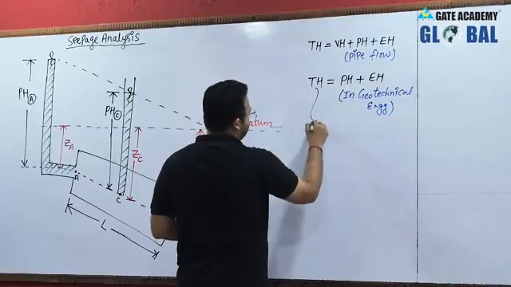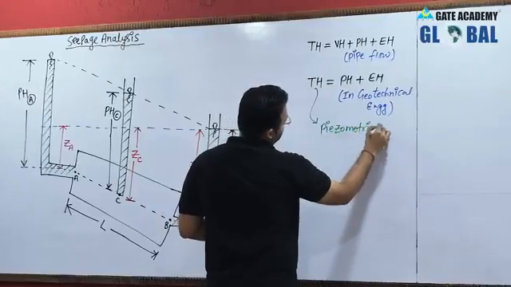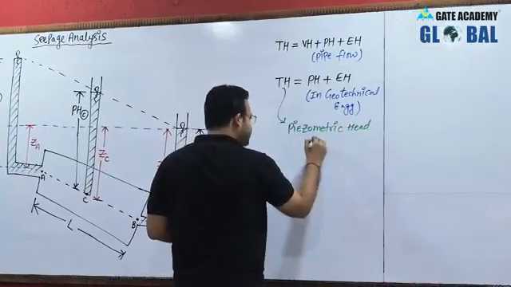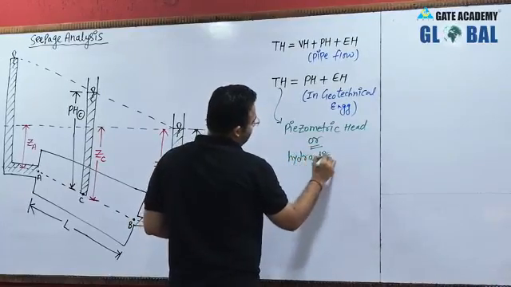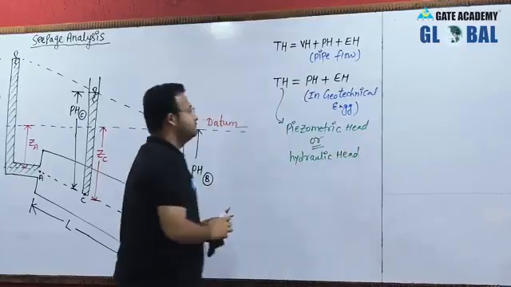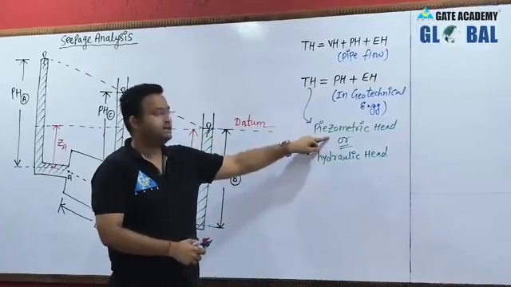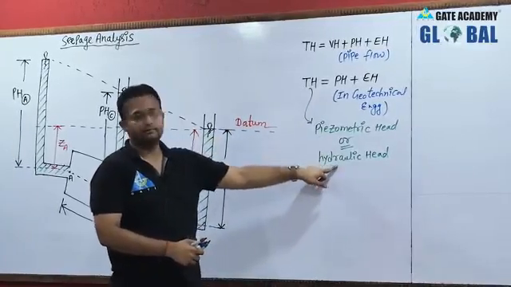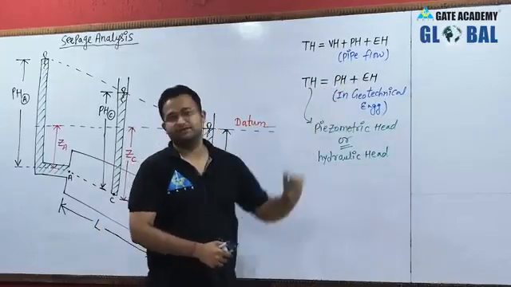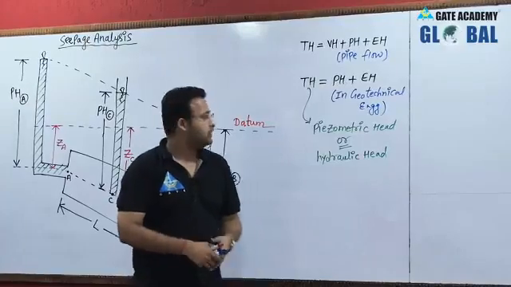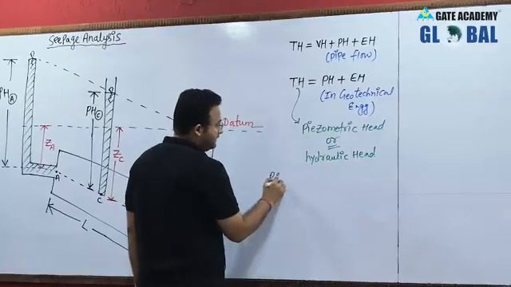This total head can also sometimes be written as piezometric head, or sometimes hydraulic head. Total head is also called piezometric head, also called hydraulic head. Piezometric head is the sum of pressure head plus elevation head. Clear?